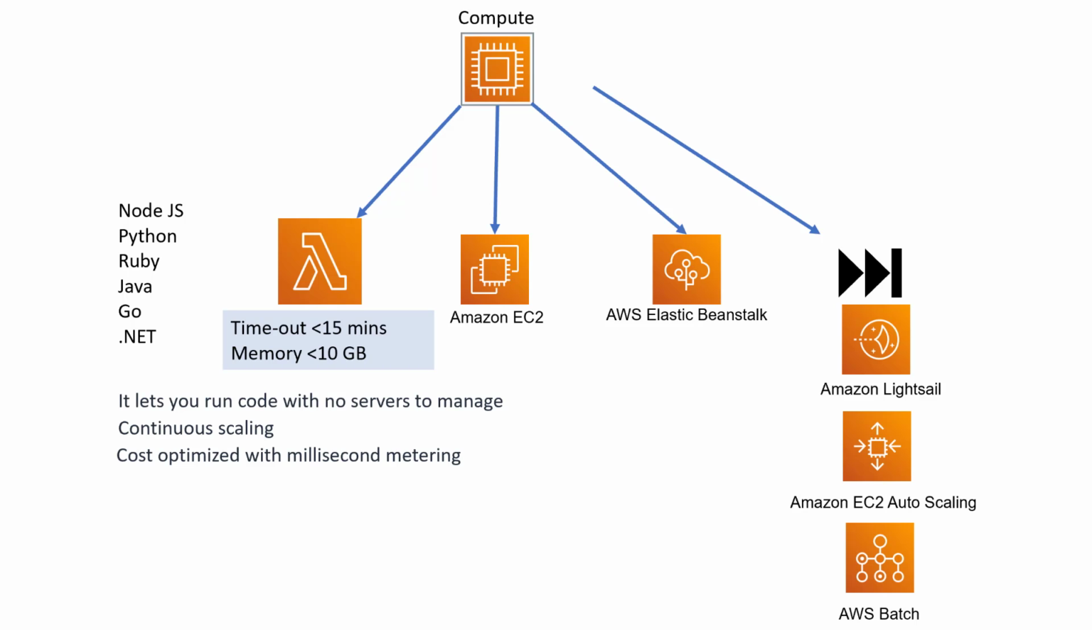It is cost optimized with millisecond metering. What that means is that the cost involved in Lambda is just for the time that particular code ran. If your Lambda is not being invoked, you are not charged for that at all. That makes it very cost effective if your functions run just for a small amount of time, and you don't have to maintain an EC2 machine throughout the day and pay for it when it's basically idle for most of the time.